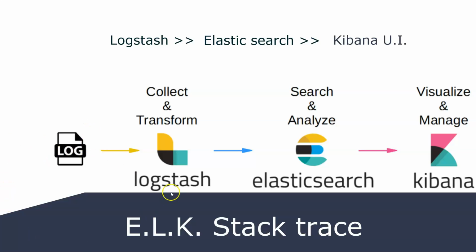Now your Logstash server will collect the data from the log file, and it will convert the data into the JSON format. Okay, and then from there we have something called Elasticsearch. Elasticsearch basically helps you in finding a particular log. It provides a mechanism to search and analyze the logs. And then we have Kibana, which provides a UI to visualize and manage the logs.